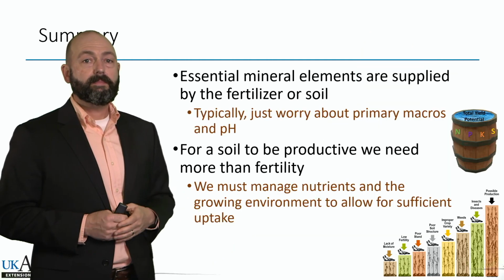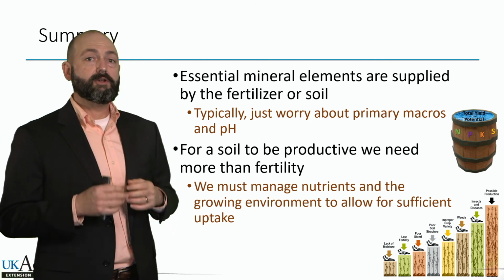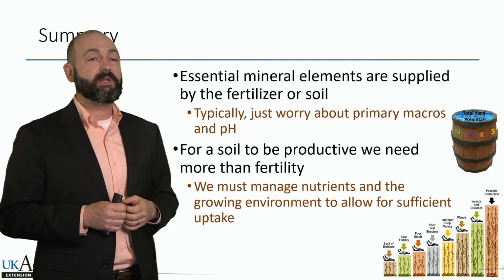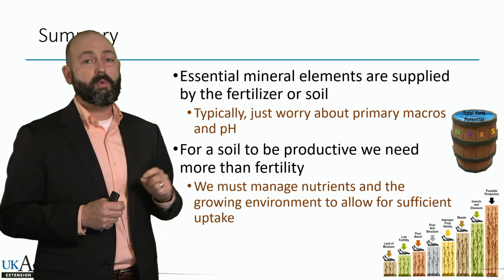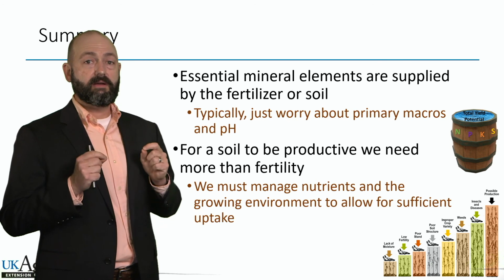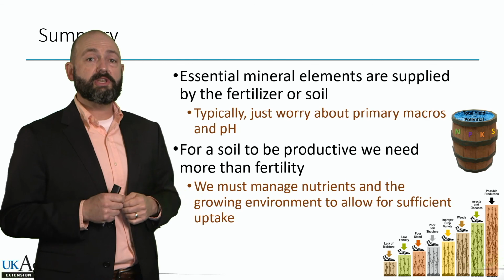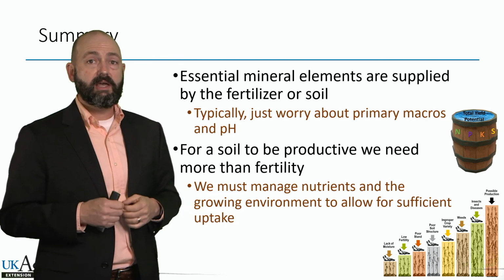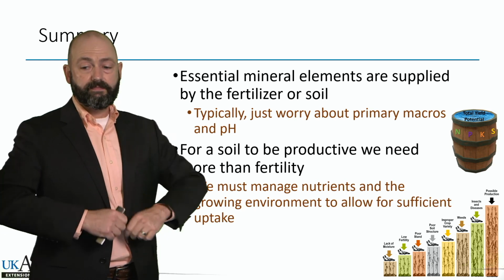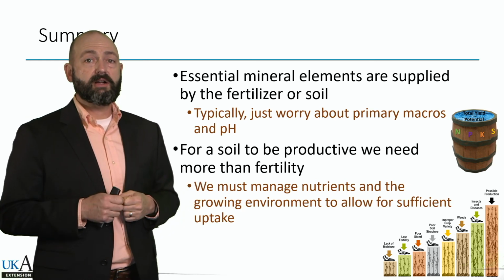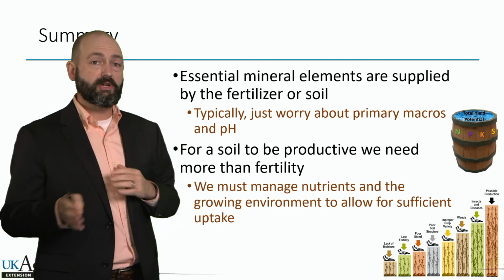So in summary, essential mineral elements are those that are required by a plant to complete the life cycle and maximize yield potential. Typically, we break these up into the macronutrients and the micronutrients, and we really only have to worry about the primary macronutrients as far as fertilizer goes. And then for the other ones, we just need to be maintaining soil pH at an adequate level and look for deficiencies that we may need to correct. For a soil to be productive, we need to think about all the other factors that control plant access to nutrients. So fertility is not the only thing.